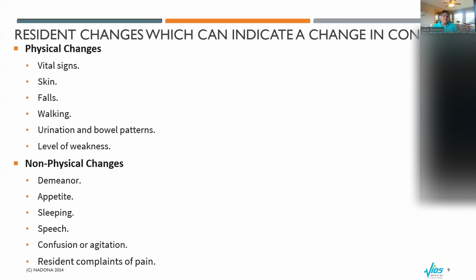So when we talk change of condition, these are the physical changes that can take place. These are the vital signs, the walking, the level of weakness, even if somebody's become much weaker in the past day or so. Again, who's recognizing that? And then the non-physical changes, the demeanor. Yesterday they were happy, and today they're not even talking. Have they had a loss of appetite? Has their speech changed? Are they confused? Are they complaining of pain that is either worse or not new to this resident?